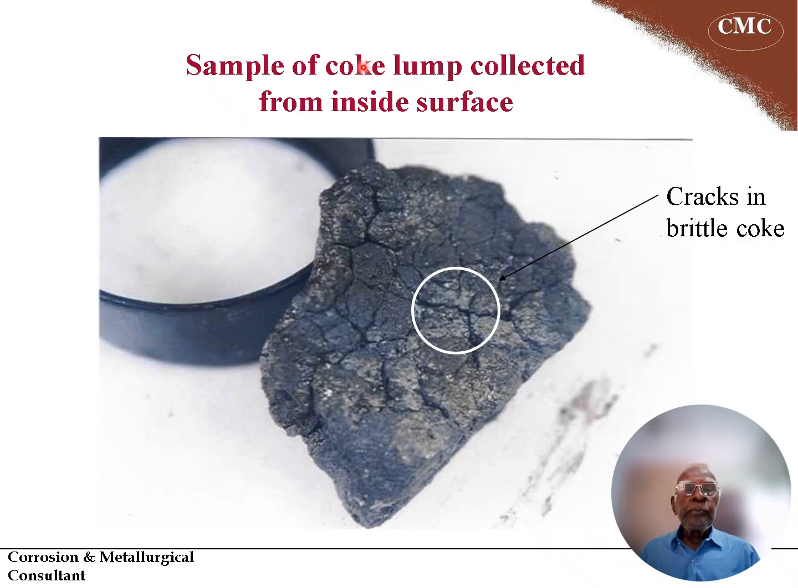This is a coke lump collected from the corroded area. You can see a typical coke formation, and since coke is always a brittle material, cracks very easily take place. These are the cracks, and through the cracks, chloride enters and affects the nickel-based alloy tube on the inside surface, and this leads to thinning and formation of pitting corrosion.